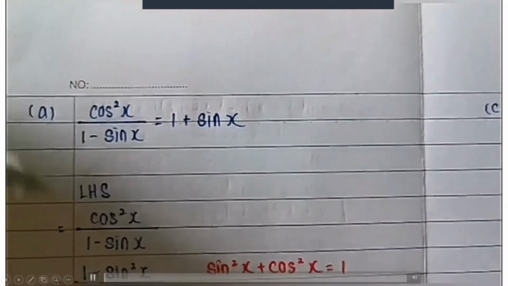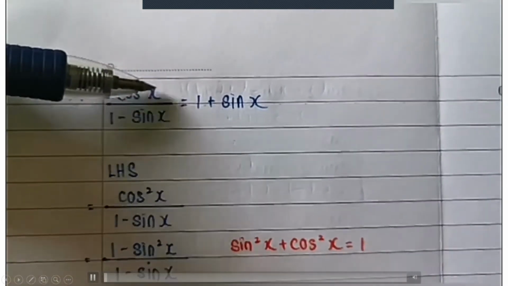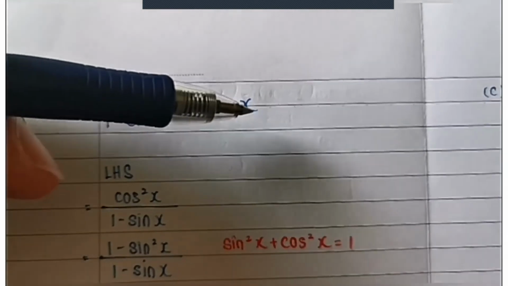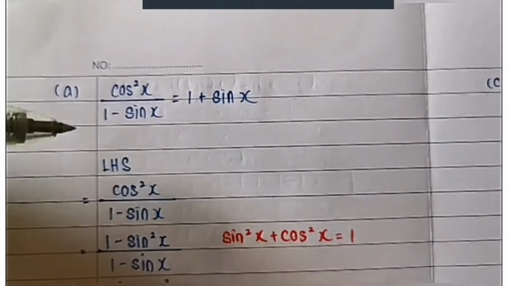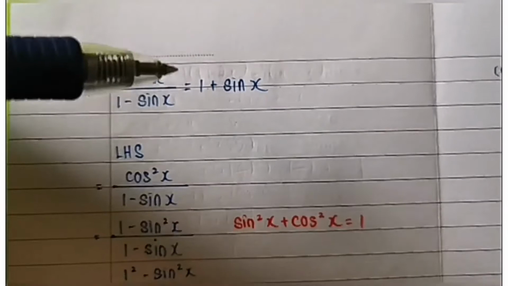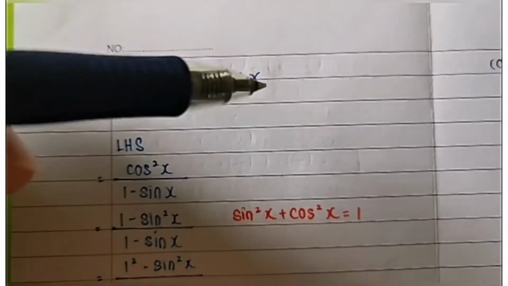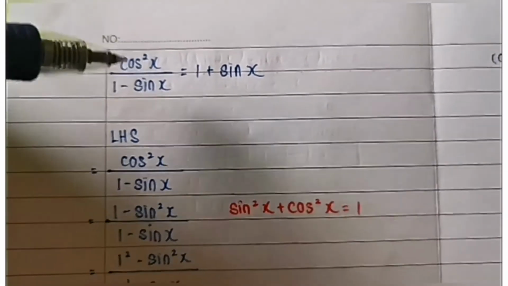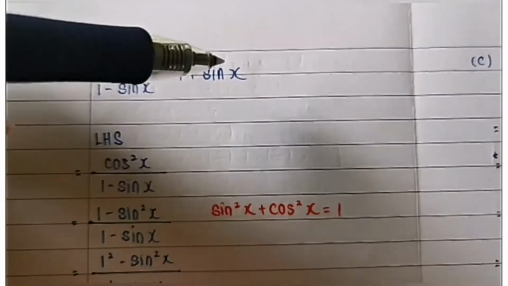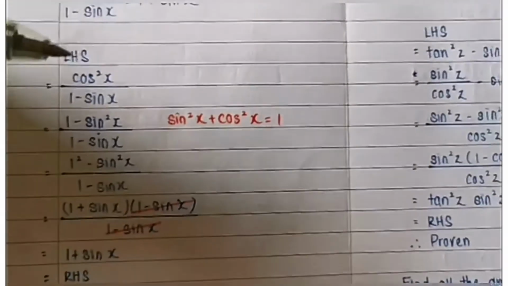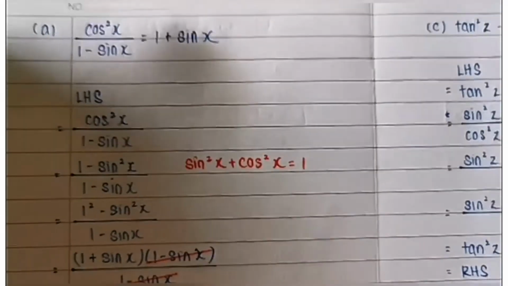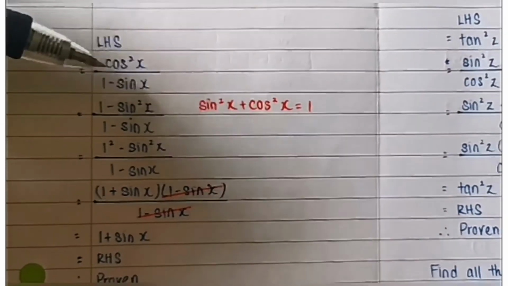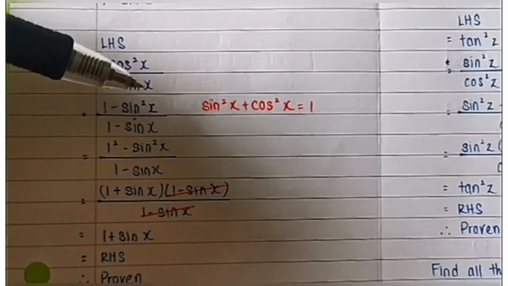So for this question, cosine square x over 1 minus sine x equals 1 plus sine x. This is a proving question where you have to prove either left hand side to right hand side or right hand side to left hand side. Normally we choose left hand side and prove it to be right hand side. So for this left hand side, I have to copy this down again: cosine square x over 1 minus sine x.